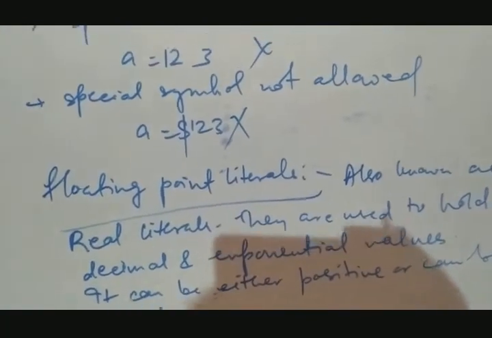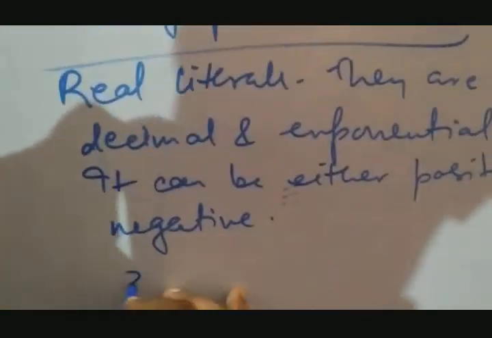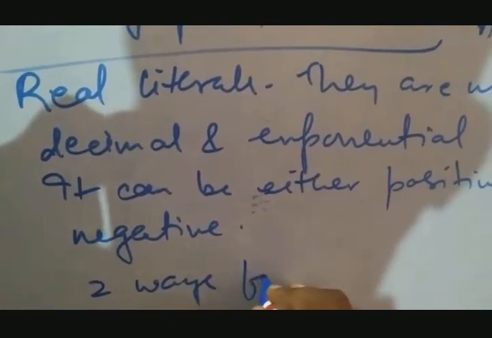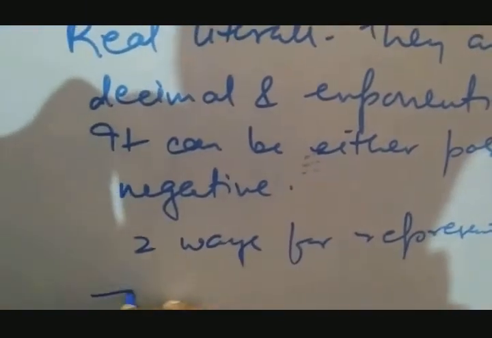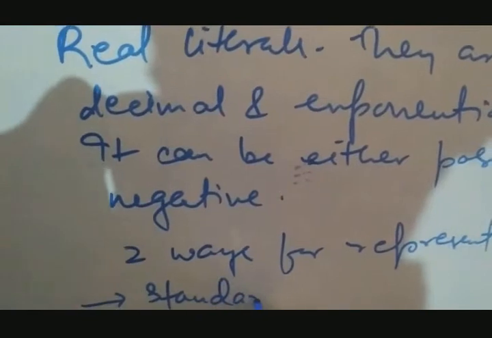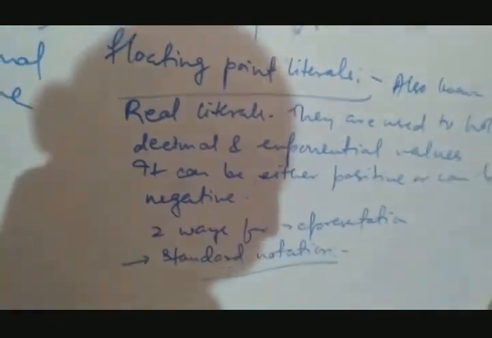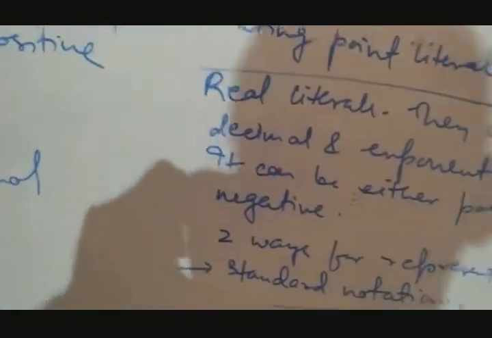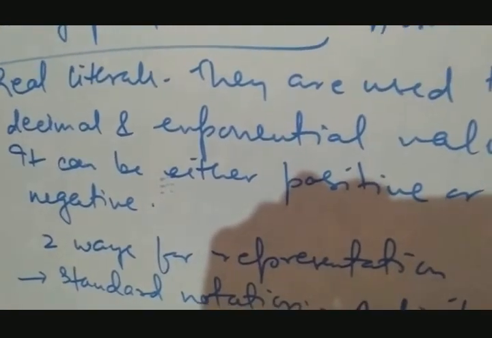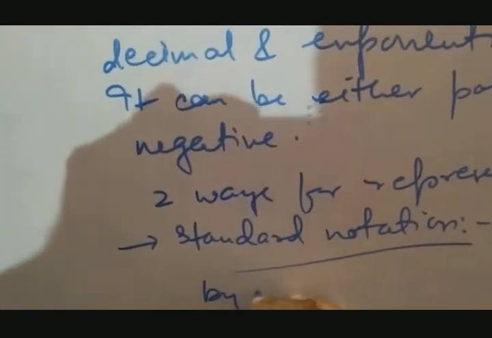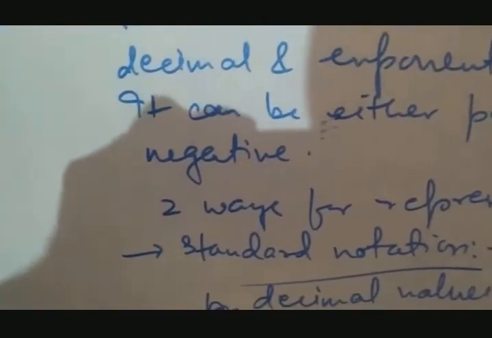Alright. Now it has two representations, two ways of representation. One is the standard notation. What is standard notation? A digit followed by decimal values. And another one is the scientific notation.